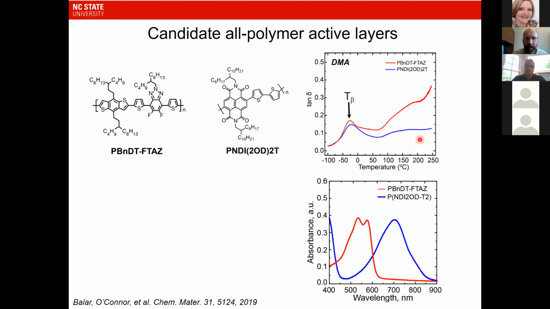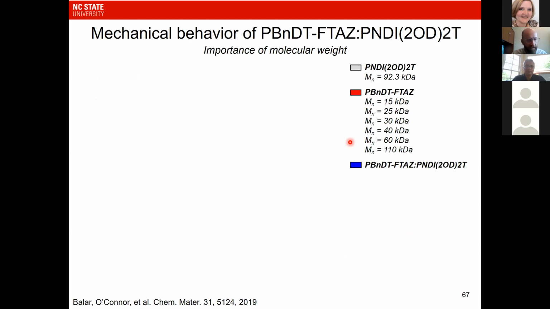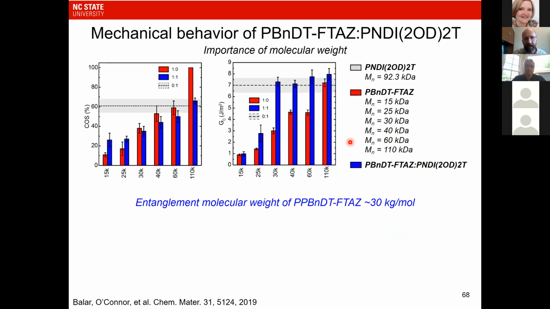And so what we looked at for candidate polymers is this FTAS polymer and this PNDI 2ODT2 polymer, which was similar for the polarimeter. They have that complementary absorption. They have this ductile to brittle transition that's below 0°C. And lastly, we looked at the molecular weight dependence on this fracture energy. And so we took these two polymers, we varied the molecular weight, we got them from a chemistry collaborator.